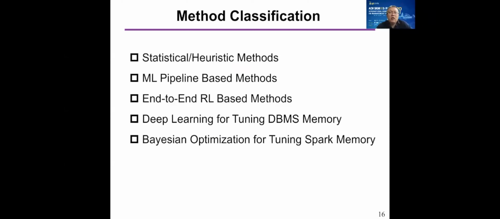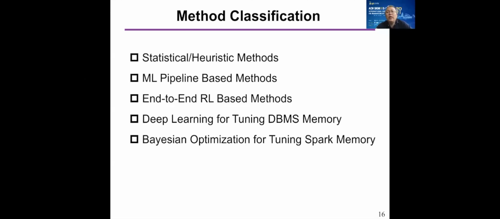The first one is heuristic methods. In this method, they want to get some training data, for example, training workloads with some best tuning knobs, and then given a new workload, they find some similar workload and recommend some knobs. This relies on the training data. The second one is the machine learning pipeline-based method. They first categorize the workloads and identify the most important knobs, and then use machine learning techniques to tune the knobs.